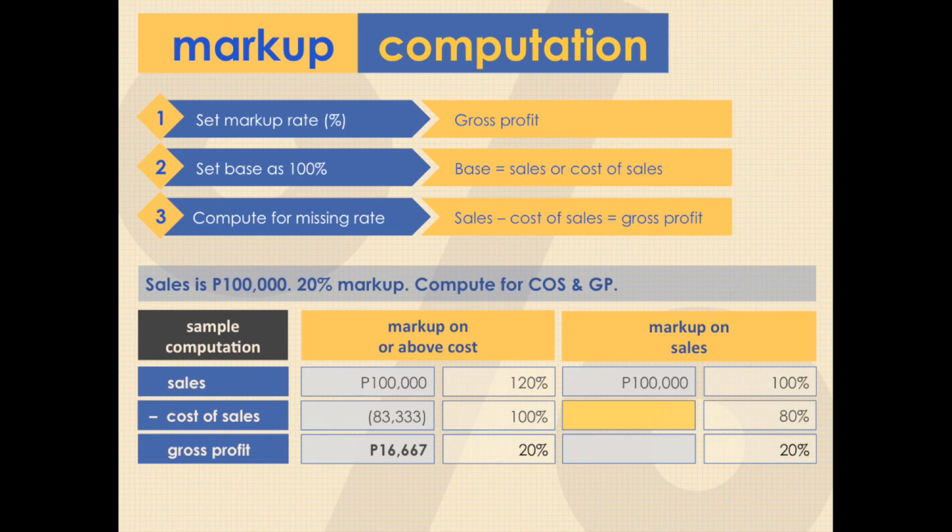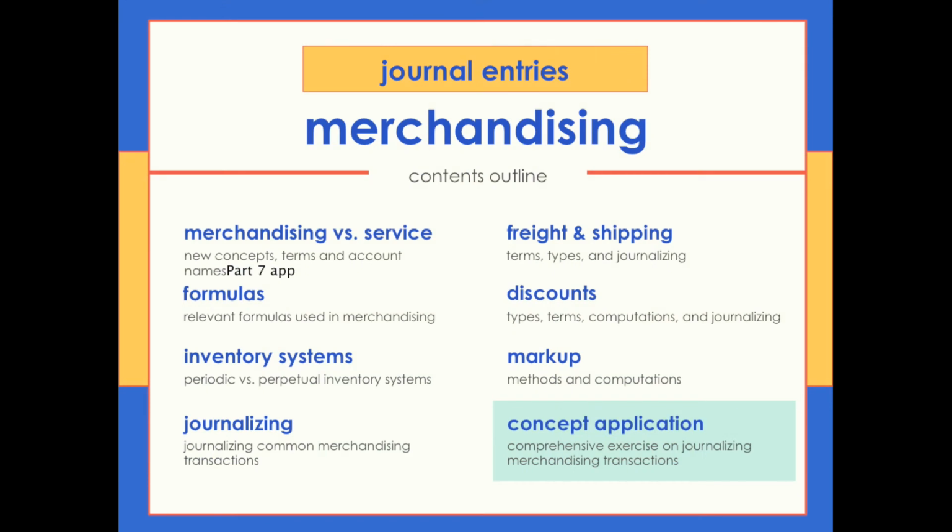Now let's try computing for the values under the markup on sales. We know that cost of sales is 80% of total sales, so using algebra, we can solve for cost of sales by multiplying 100,000 by 80%. Solving for x, we get 80,000 pesos. After that, we can now solve for the gross profit by deducting 80,000 from 100,000, and now we get gross profit of 20,000 pesos.